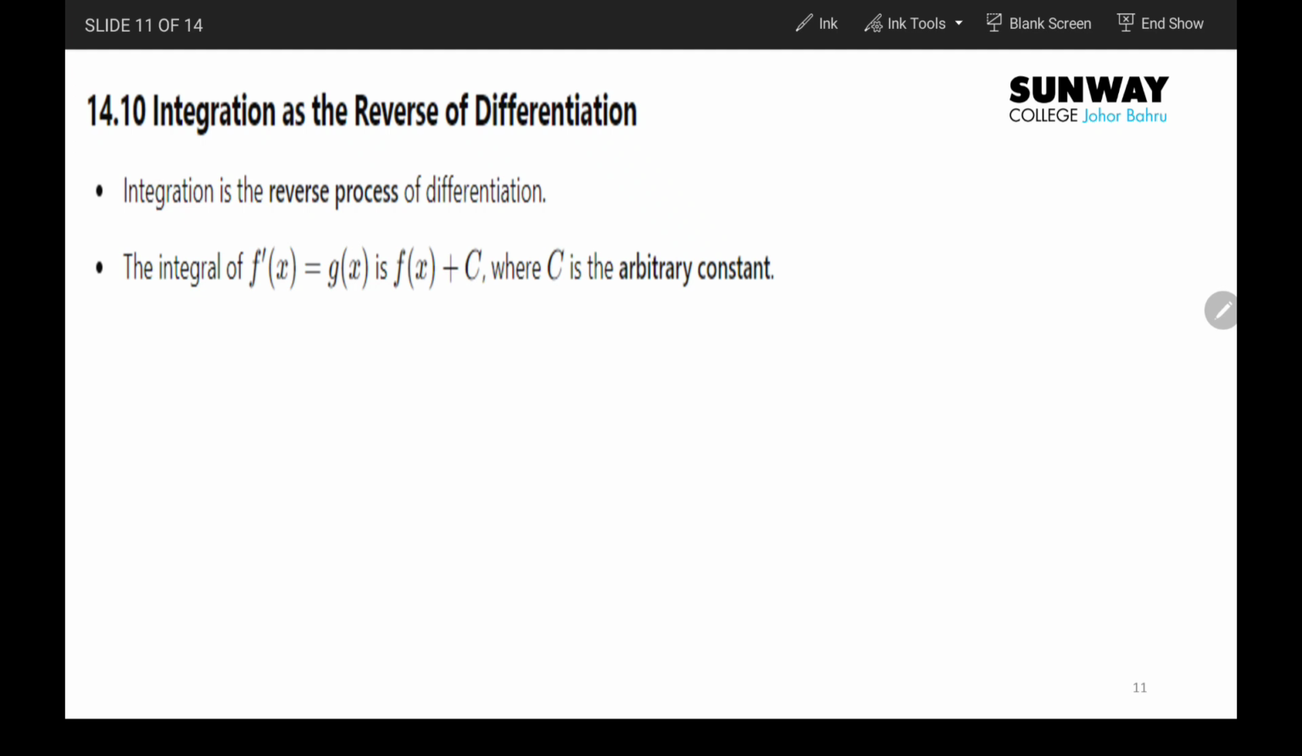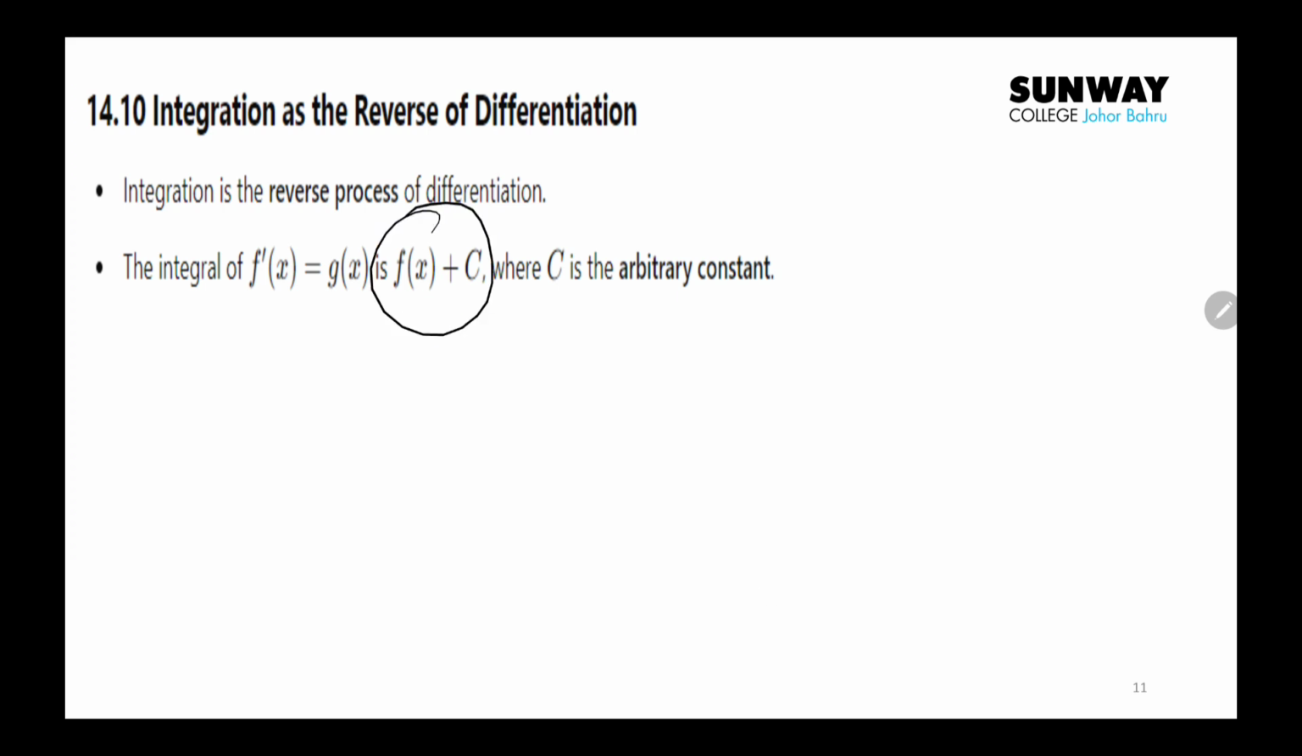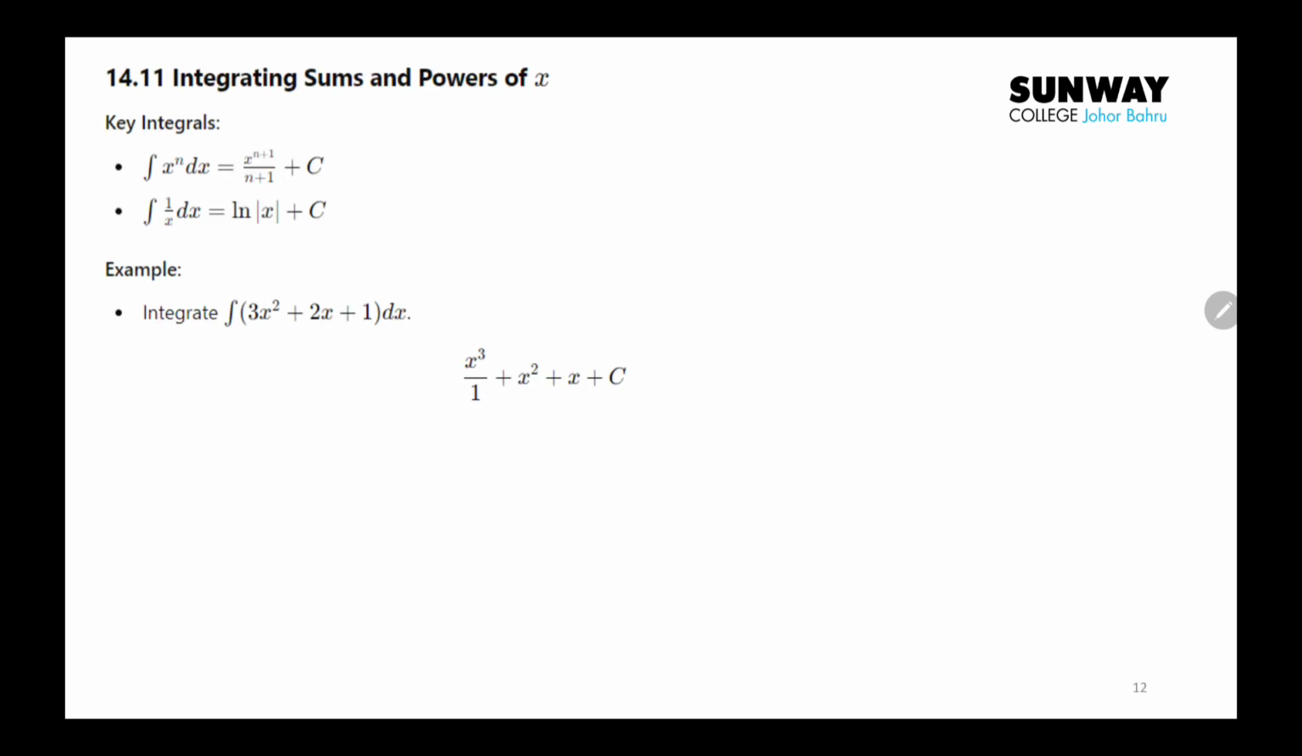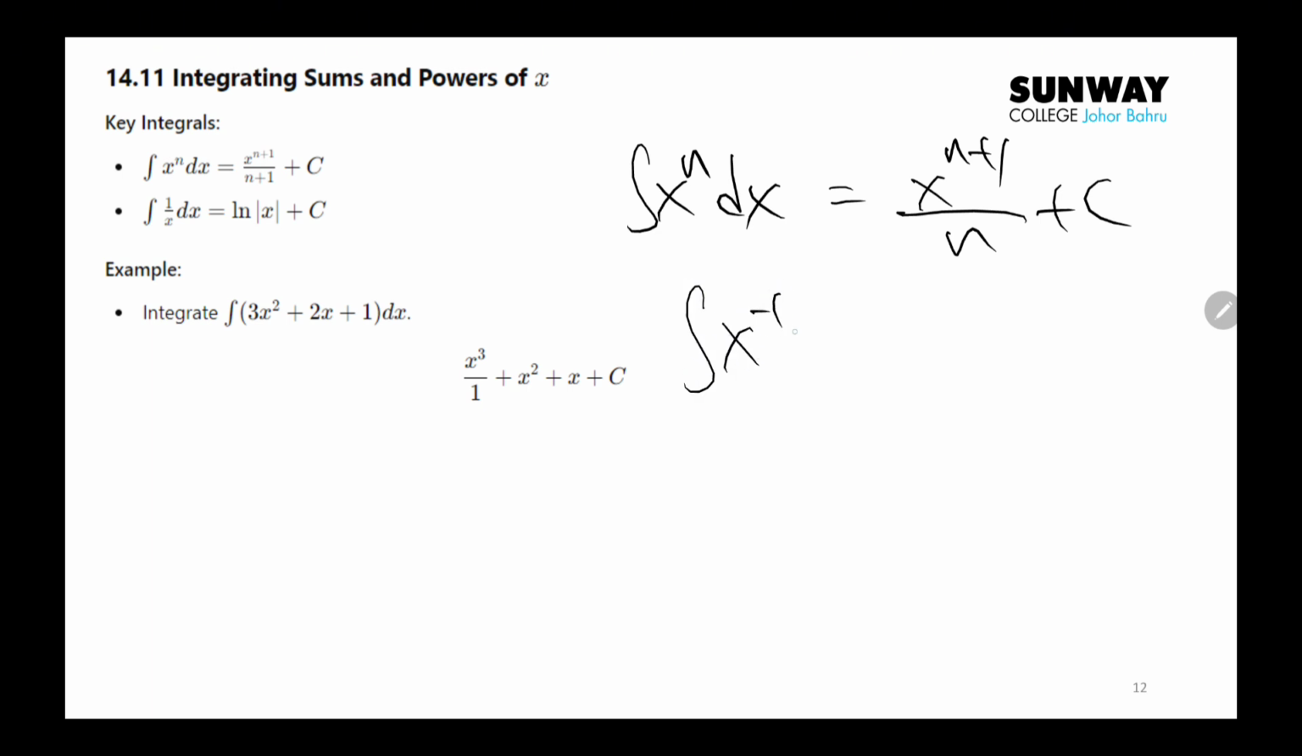Integration is the reverse process of differentiation. When you integrate, if it is an indefinite integral, you must add the constant c. These are some of the more common formulas. If you would like to integrate a power function with respect to x, you will get x to the power of n plus 1 over n plus 1, plus c, except when x has a power of negative 1. When x has a power of negative 1, you will get natural log of x.